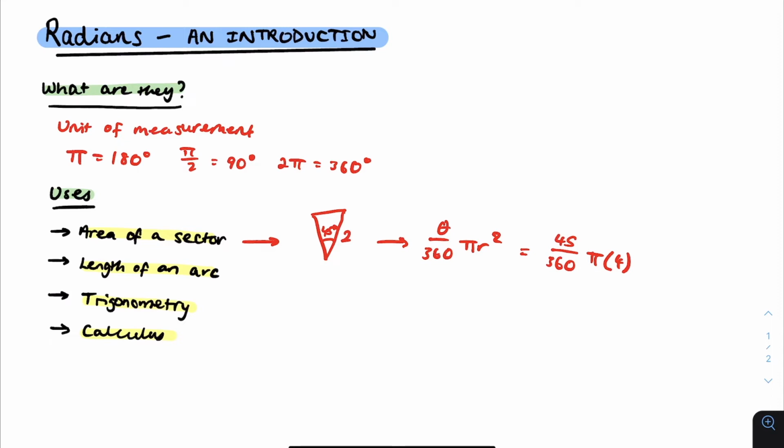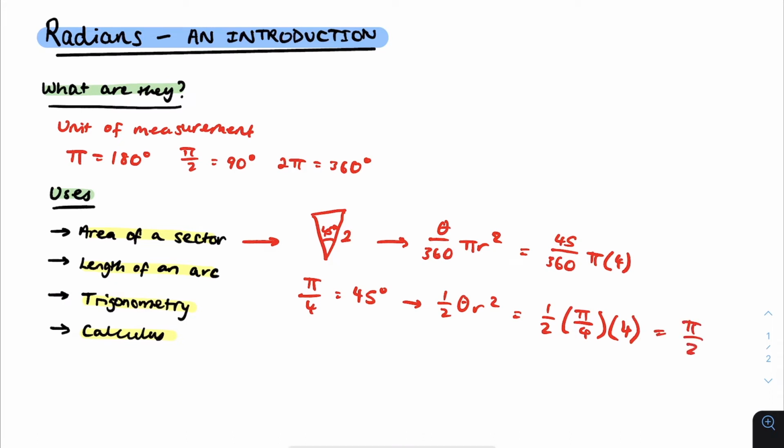However, you can use radians to make it even simpler. So we know that 45 is equal to pi over 4. And using the formula half theta r squared, that's the formula for the area of a sector using radians. Half of pi over 4 times 2 squared, so 4, which is equal to pi over 2. And you'll get the same answer as over here.